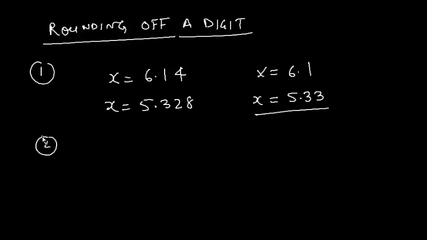Now let me explain rule number 2. Suppose the digit to be dropped is 5 followed by digits other than 0, then the preceding digit is increased by 1. Suppose x is equal to 14.252 and I need to round off to 3 significant figures. So I can round off to 14.3.